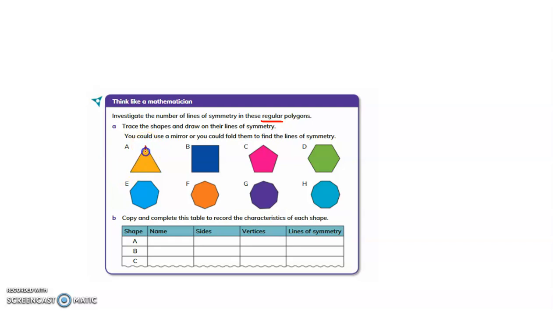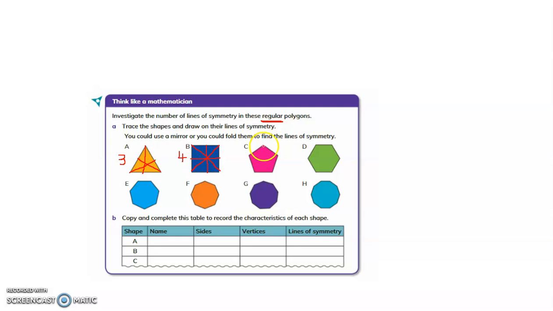You can see, this is one line of symmetry. This is the second line of symmetry. This is the third line of symmetry. So a triangle has 3 lines of symmetry. Now square, we saw a little while ago that a square has 4 lines of symmetry.